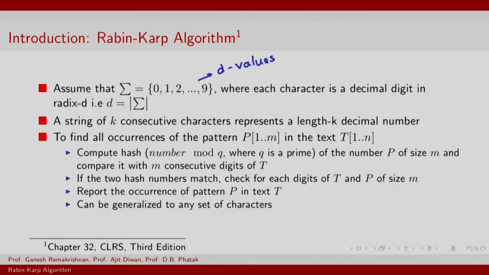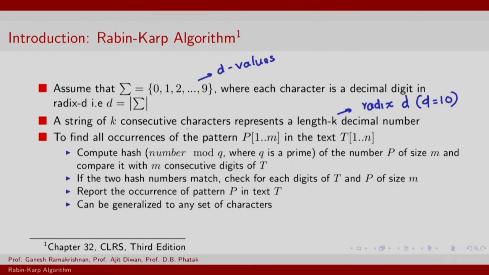So the idea of the Rabin-Karp algorithm is to represent the input sequence, or any substring of the input sequence, as a digit in the radix D notation. So basically, a string of k consecutive characters represents a length k decimal number, or as I pointed out, more generally, it represents a number in the radix or base D form. Here D was taken to be 10.